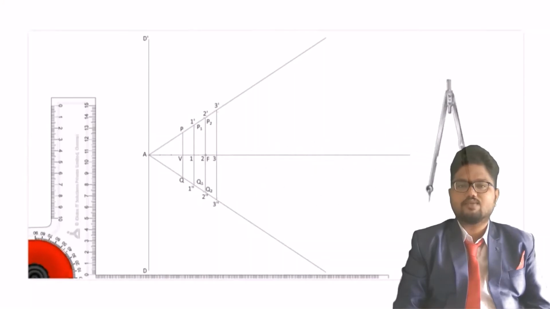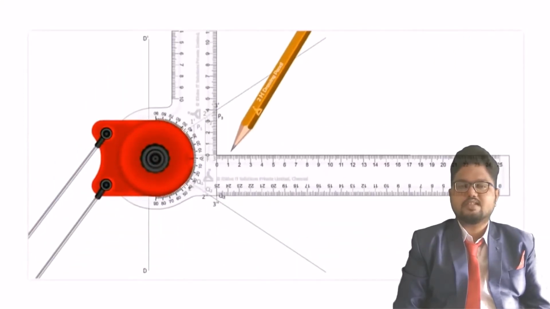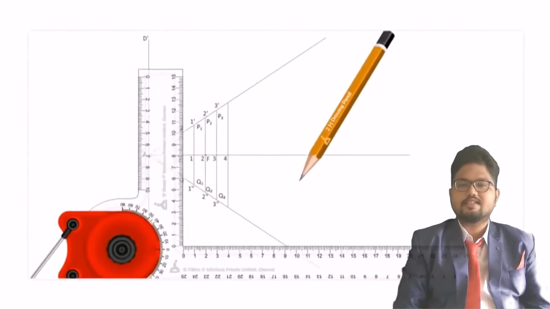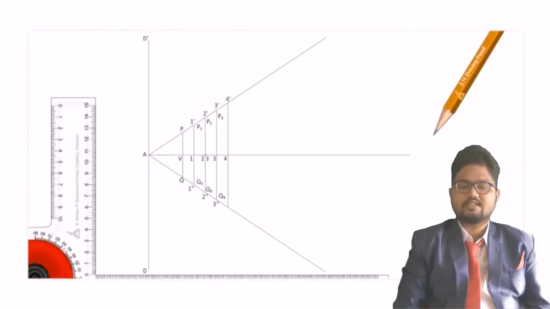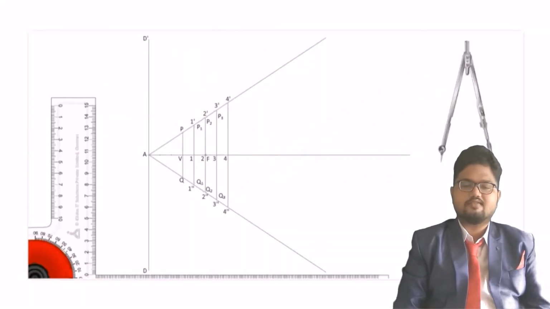In the same manner, take 4 dash radius, F as center, and locate the fourth point. With 4 dash radius, F as center, you need to draw one more curve. So in this way, simultaneous actions are to be taken, 4 dash and 4 double dash. F as center, now cut the arc using 4 dash radius. Okay. Next, take one more point.